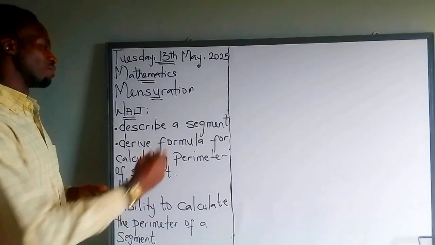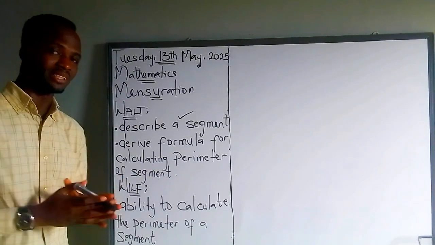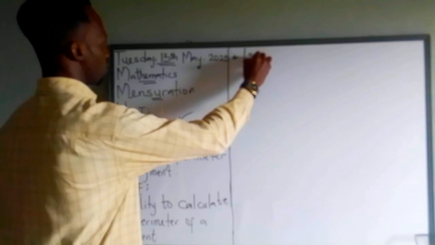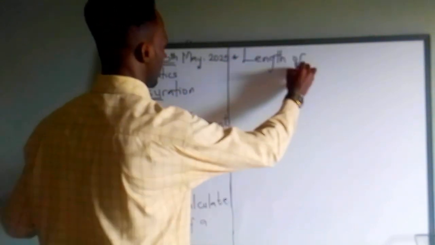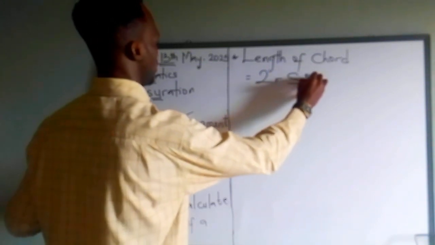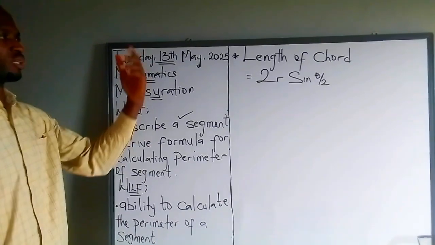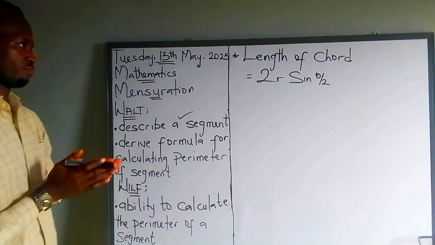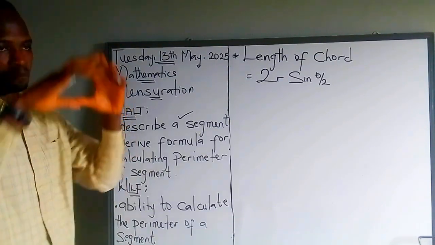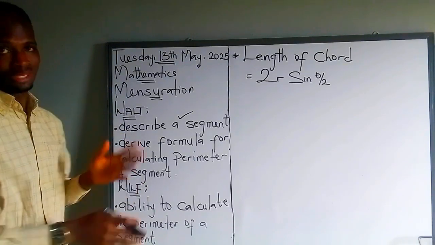Now that we've been able to describe a segment, let's see how to derive the formula for calculating the perimeter of a segment. We're also able to derive the formula for the length of a chord, and that's 2r sine theta over 2. That's the formula for calculating the length of a chord. Because we need to calculate the perimeter of a segment, perimeter simply refers to the boundary of a figure or of a shape. How then do we calculate the perimeter of a segment, whether major or minor?